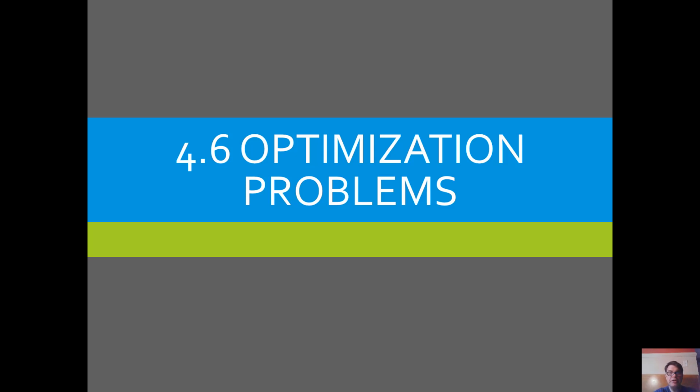Well, we're now reaching the end of Chapter 4 of James Stewart's calculus textbook. Chapter 4 is on applications of differentiation. And in these last sections, we begin to do some problems. Of course, we've been doing examples, but this section, the sixth section of this chapter, is called optimization problems.